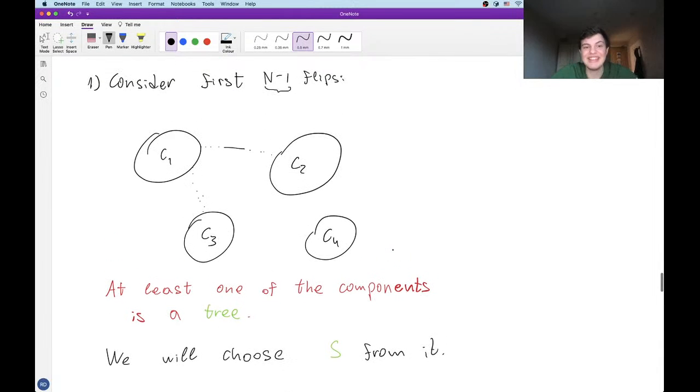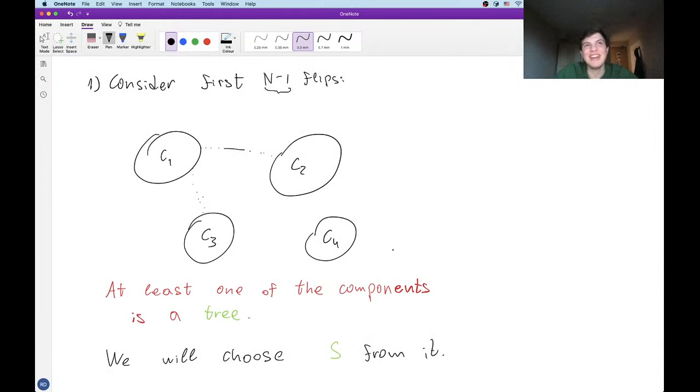And try convincing yourselves why. The main reason is that one way to prove this is by induction. We have n-1 flips, and one of the connected components will be a tree. The extremal case is when we have just one connected component. So we have one connected component and n-1 edges, so obviously we have a tree.